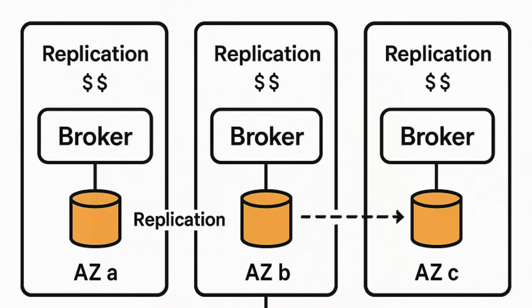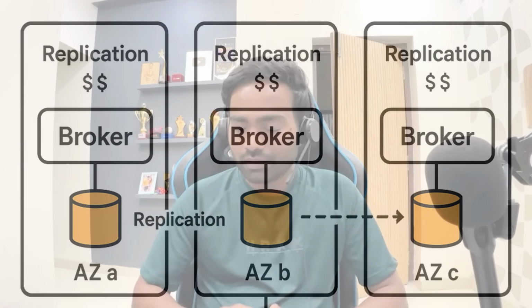Second, cross-zone networking costs. For replicating data or for backing up the data, each broker replicates its data onto the other brokers. In a highly available setup, each broker is in a different availability zone. So when one broker replicates the data onto the local disk of another broker, this leads to cross-zone networking costs. Cloud providers like AWS and GCP heavily charge you for this.